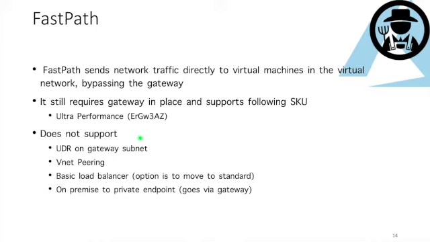and it only supports the ultra performance gateway because it needs to quickly resolve what path it needs to take, and that's why it's only available for that. There is a catch though, it does not support UDR, user defined routes, on the gateway subnet. Means if you have that defined, it will still follow that UDR, so FastPath will not overtake the UDR you have defined and map it directly. If you have a VNet peering between the VNets, that again will go through the gateway.